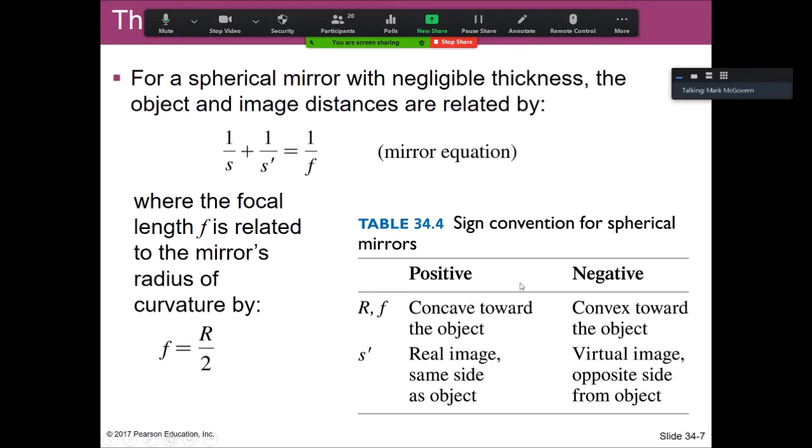Now, let me warn you about this though. This is the convention for our mirrors, concave and convex. What's a little tricky is next week we're going to look at lenses, and we're going to look at other types of refractive surfaces. And there's equations and conventions just like this, but they're subtly different. Sometimes we call some things positive, some things negative.